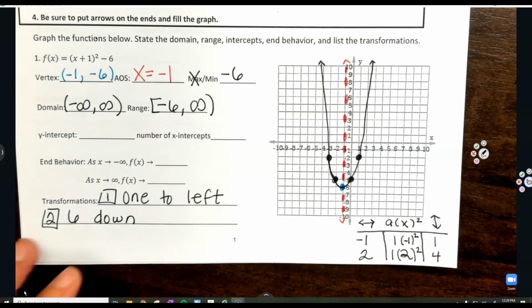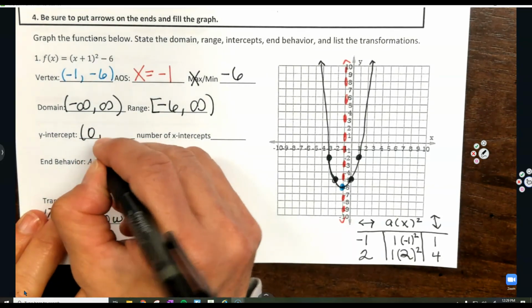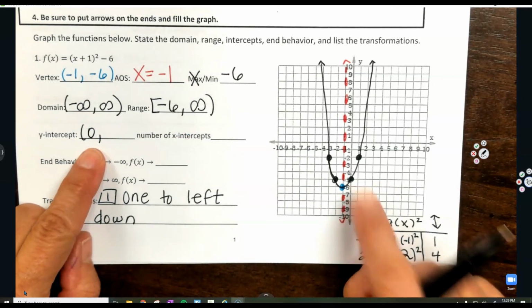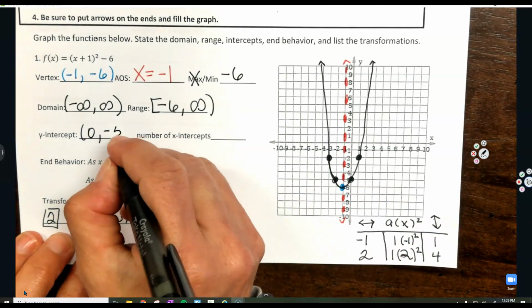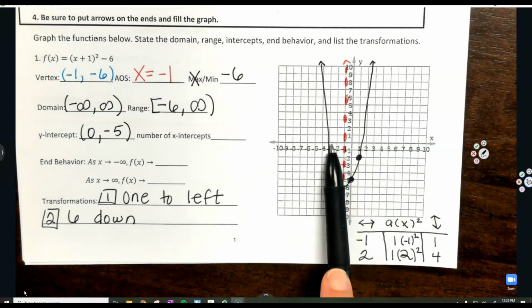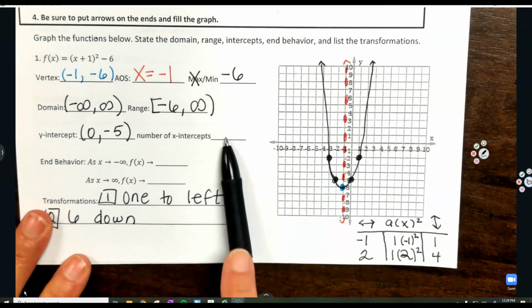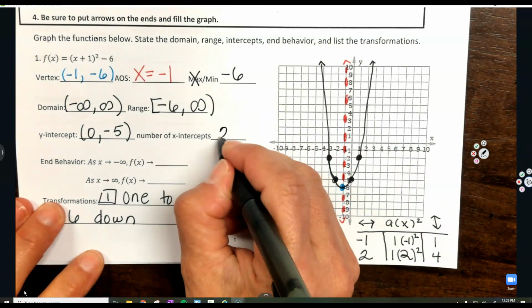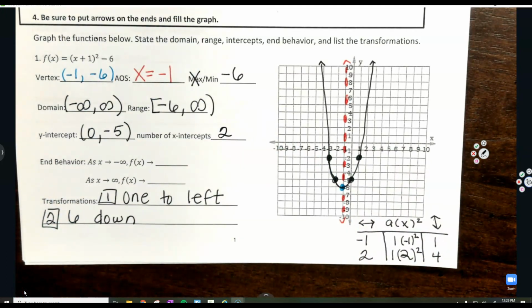And then the y-intercept, the good news is we don't really have to do order of operations. We plotted that dot. That's at 0, -5. And then this graph crosses the x-axis twice. So we're going to put 2 here for the number of x-intercepts. And then that's it.